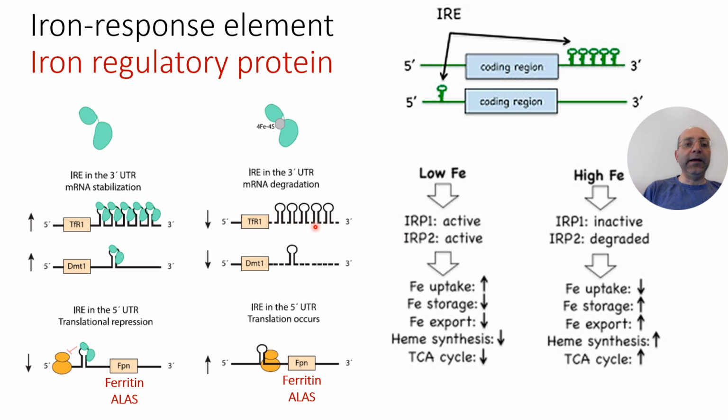وبالتالي لما يكون الاليمنت موجود على 3' untranslated region، المسنجر ار ان اي راح يصير unstable، راح يصير له degradation. فراح نقلل كمية الترانسفيرين ريسبتور 1، راح نقلل كمية الدايفالنت ميتال ترانسبورتر 1 اللي موجودة على السيل سيرفيس، اللي راح تدخل، هدول راح يدخلوا الايرون لجوا السيل. احنا ما بدنا نزيد الايرون داخل السيل لانه توكسيك، فهدول بيقلوا.